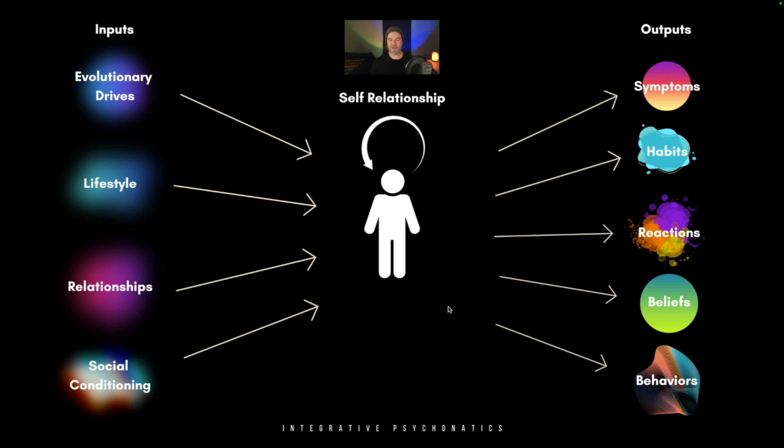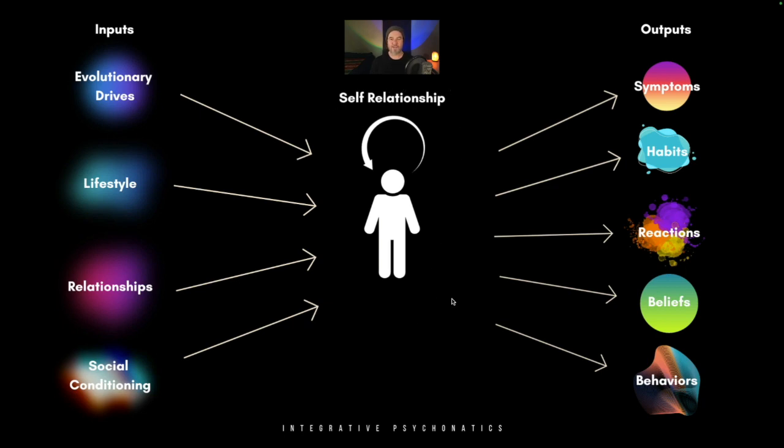Then in the middle here, we have ourself, right? And the important thing that I really want you to understand, in fact, the whole major reason I made this graphic here, is this arrow right here, this recursive arrow, and this idea of self-relationship.